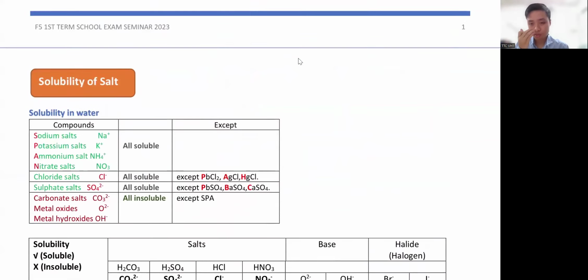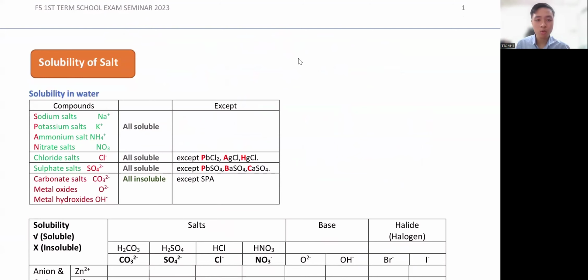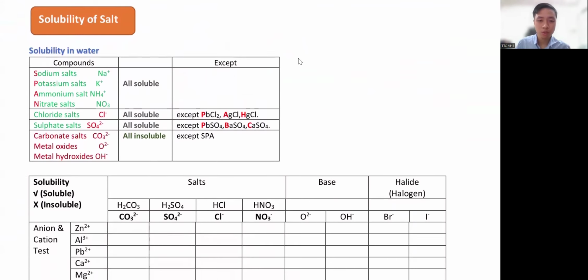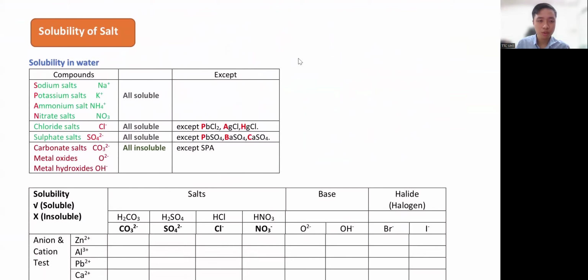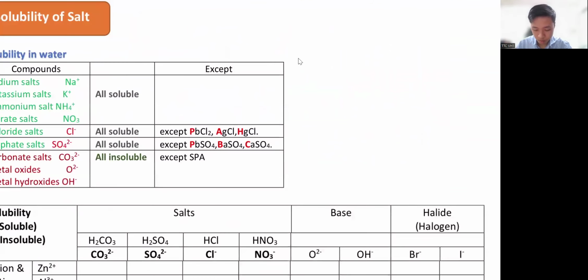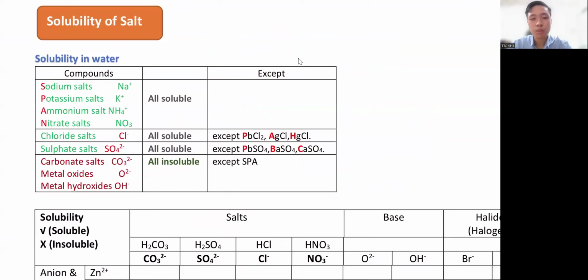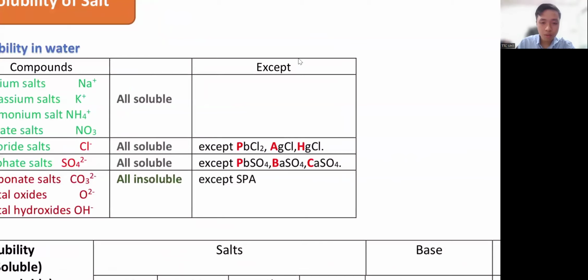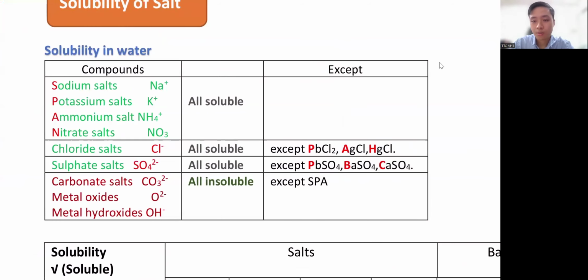So let's look at how we know which salts are soluble and which are insoluble. This is the solubility of salts. First of all, we need to determine which salt can dissolve in water. This is basic, because later on we need to apply this solubility of salts to other parts of the lesson.